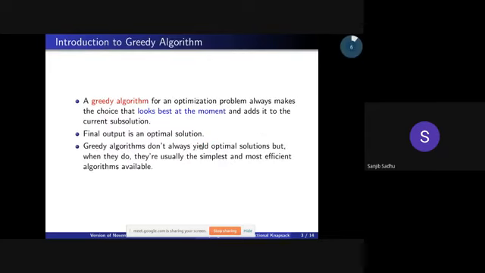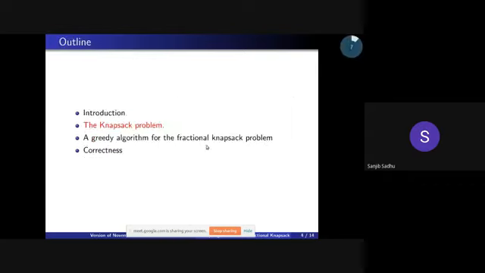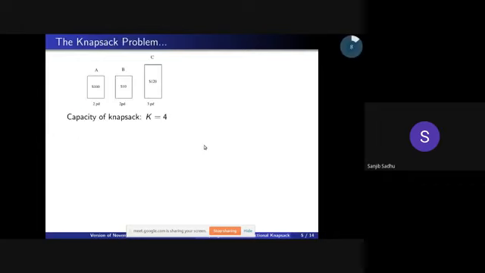But please remember, I don't know whether during online classes we will get the time or not, that approximation solutions are also there. In approximation problem solving, the greedy algorithm also helps. Anyway, now what is the knapsack problem?